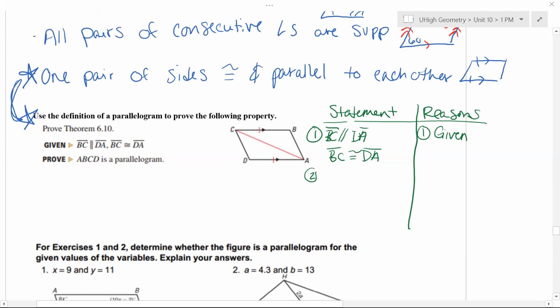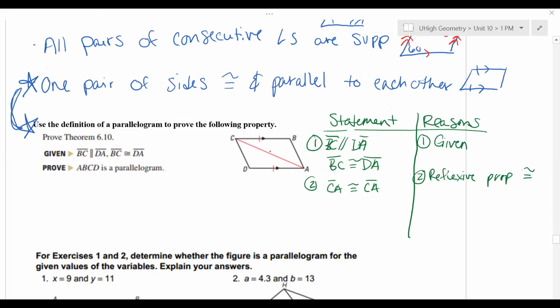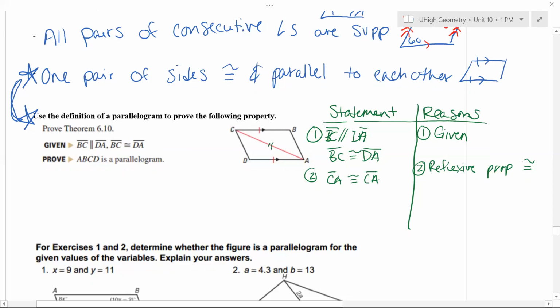Statement number two. So just kind of what we have been doing in the past, we've been looking for: are there vertical angles, or is there a reflexive property anywhere in here that maybe we could look at next? What we do have is a reflexive property. We can say that segment CA is congruent to segment CA by our reason number two, the reflexive property of congruence. And I'm going to go ahead and mark that in my image.